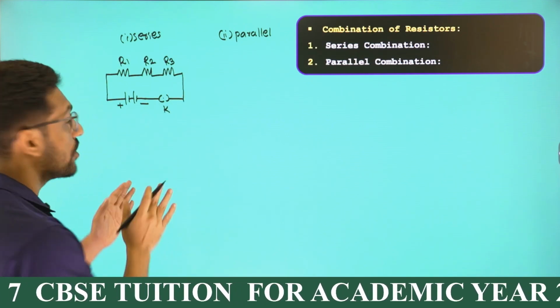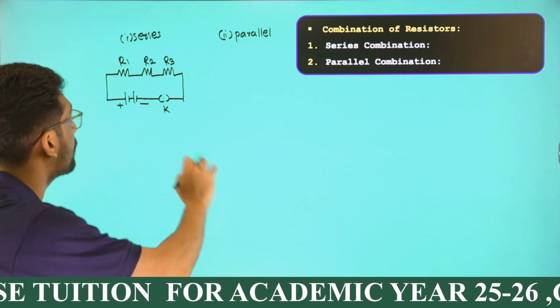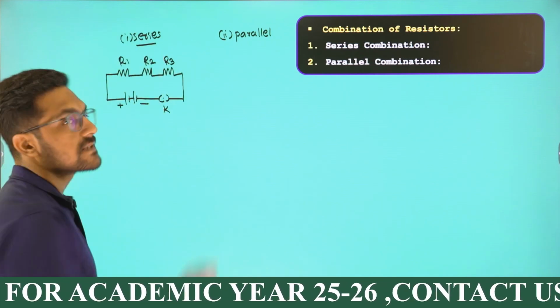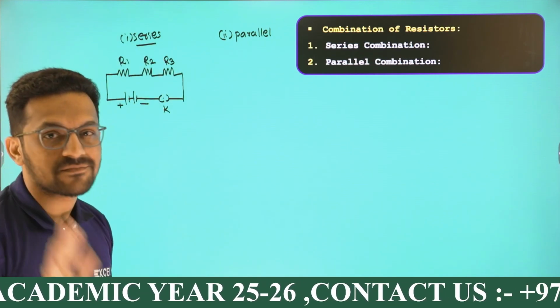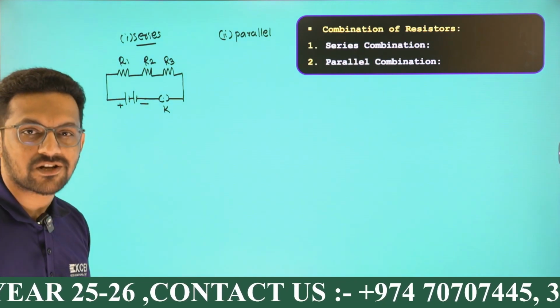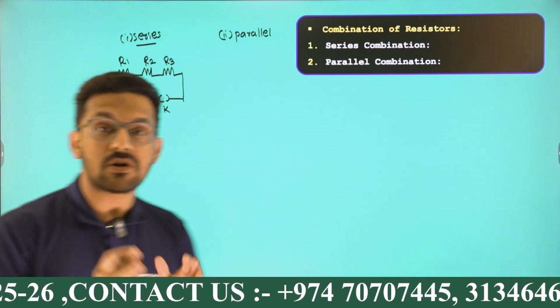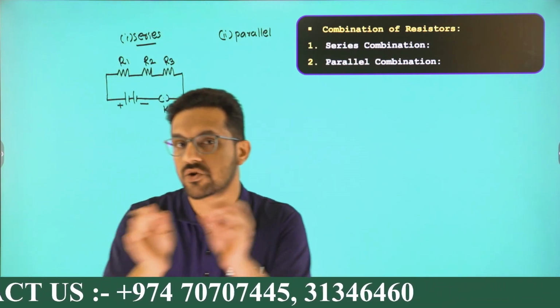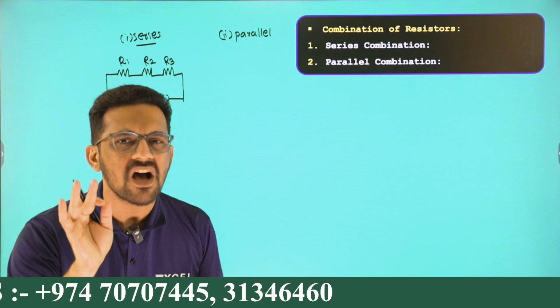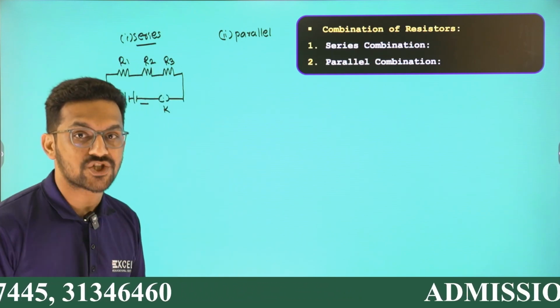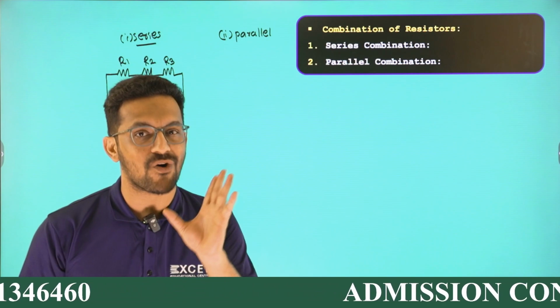Now, in the board you can see a combination of resistors in series. What is that? Resistors are connected one after the other. Okay. What are the properties of this series combination? Let's talk about that. What about current? Current always flows from higher potential to lower potential. Which is the higher potential here? Positive terminal is the higher potential. Negative terminal is the lower potential.